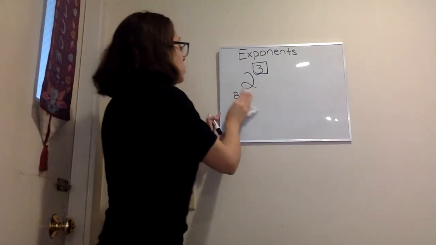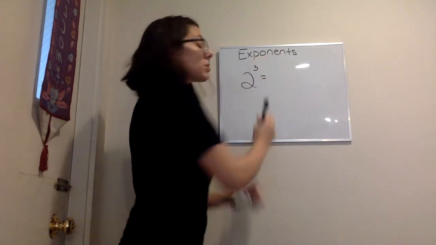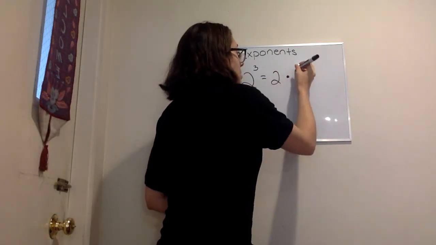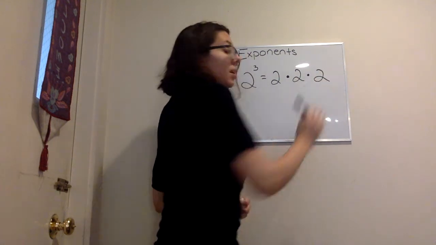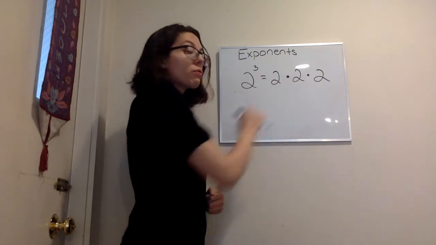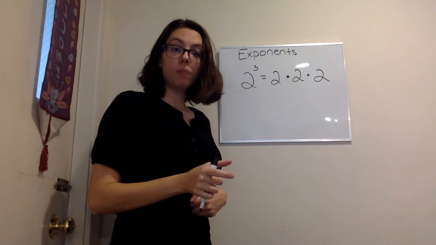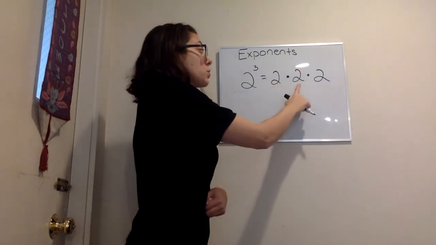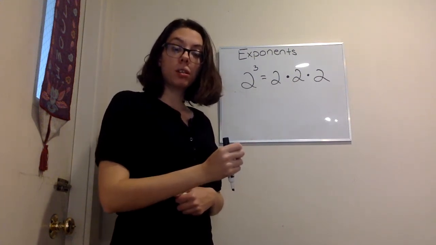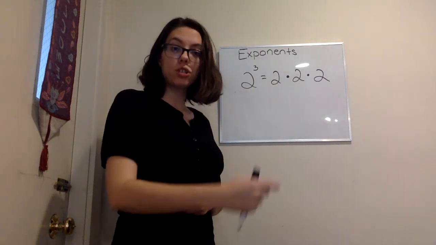So 2 to the third power would be equivalent to 2 times 2 times 2. So you'll notice again that we have 1, 2, 3 2's. Now this is similar to repeated addition, right? Because you have the 2's that are repeated. But it's not repeated addition, because that would be multiplication. This is repeated multiplication. Exponents are repeated multiplication.